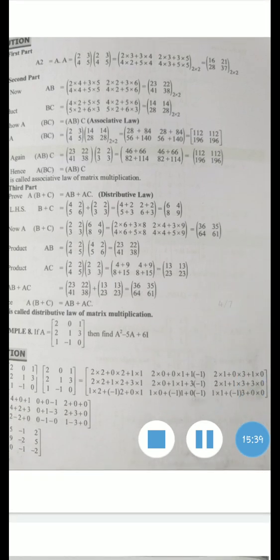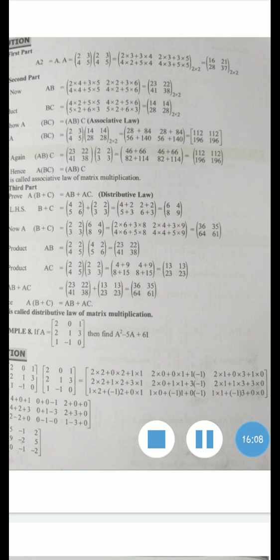What did they do? First they found AB and then they found BC. Now the answer of BC was 14, 14, 28, 28, they are multiplying by A, but A is written first. So A is 2, 3, 4, 5 and BC is 14, 14, 28, 28. So as a result they are getting the answer as 112, 112, 196, 196.